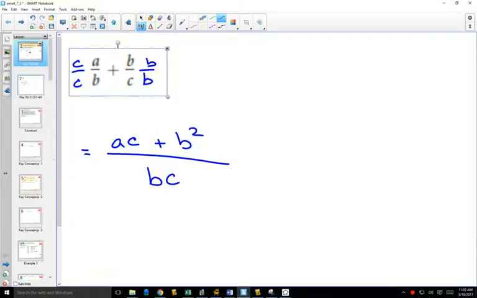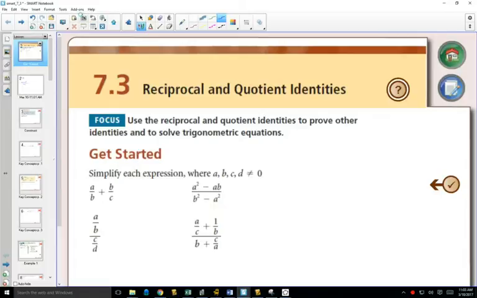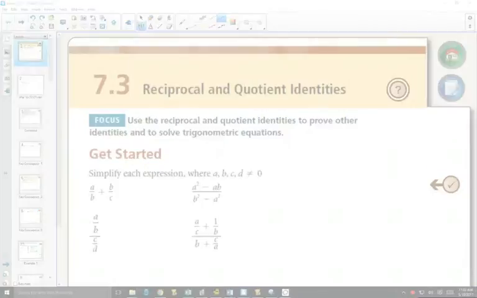For the second one. Wow, that's a box, not a camera. There's my camera.